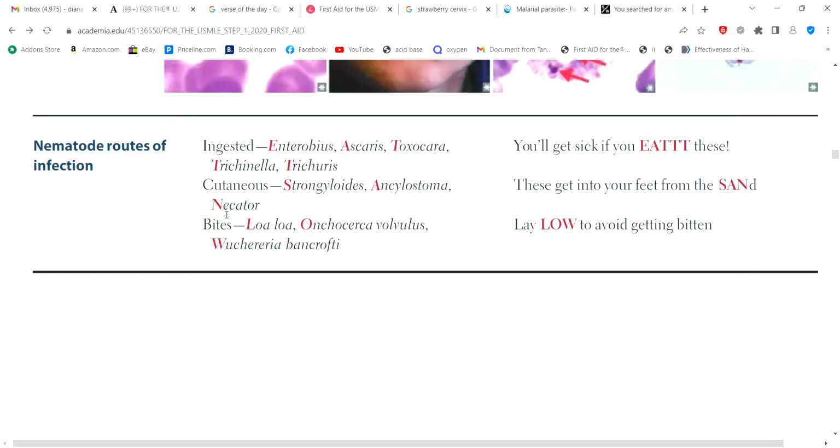There are Strongyloides and Ancylostoma and Necator. The parasites that enter by biting are Loa loa and Onchocerca volvulus, which carry Bancrofti. Alright, I'm going to get into this.